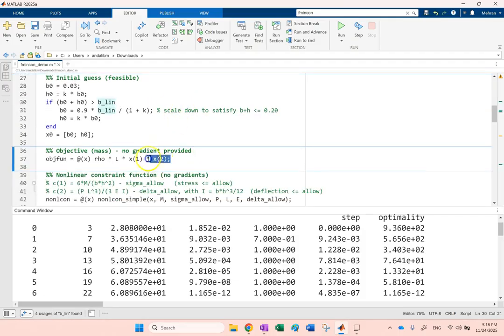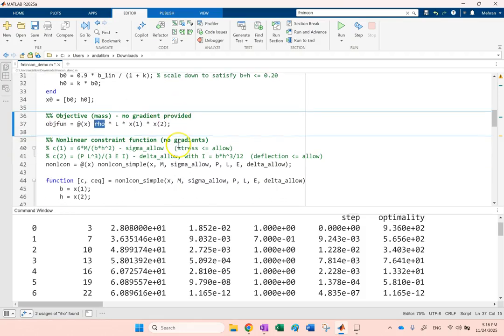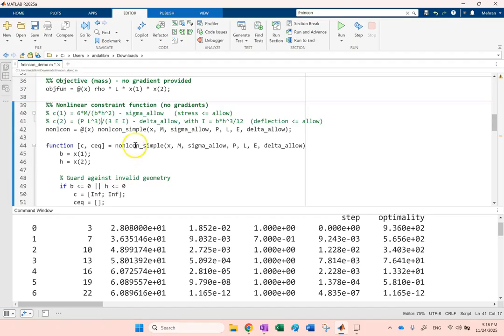Now, your cost function to minimize, as you can see, is rho times L times x1 and x2, which are B and H. So that's your volume, that's your density, so it's the mass. And look at your nonlinear function. This is the important part. Your nonlinear function, which here we called L-con and then simple. Now this is just a name. Call it whatever you like. There is no requirement on that.